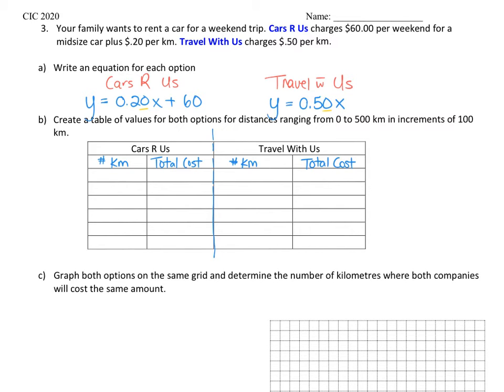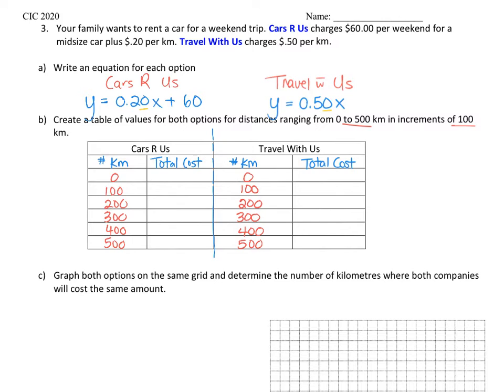Okay, so we're going to go ahead and create a table of values for both options. Now I've given you the exact scale that I want you to work with here. I want you to go from 0 to 500 kilometers, increments of 100. So 0, 100, 200, 300, 400, 500. Same thing over here. And very important when you're creating these tables of values to always include the zero. Sometimes people forget that, but you want that zero because you want to be reminded we're talking about direct variation or partial variation.